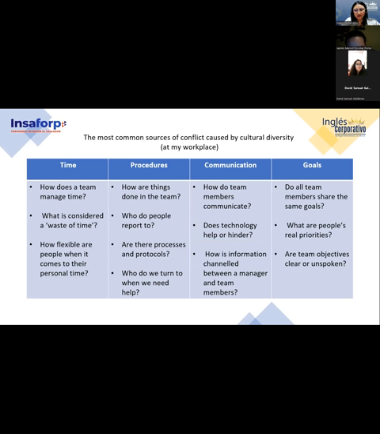How about the last one? How is information, take a look at this word, channeled between a manager and team members? Remember, if we have a boss, if we have a manager, of course, we need to get instruction from him or from her. So is information channeled between a manager and team members, or do I go and talk to my other co-worker because I don't want to talk to my manager? In your opinion, does this affect or not? Is this a source of conflict? Yes or no?